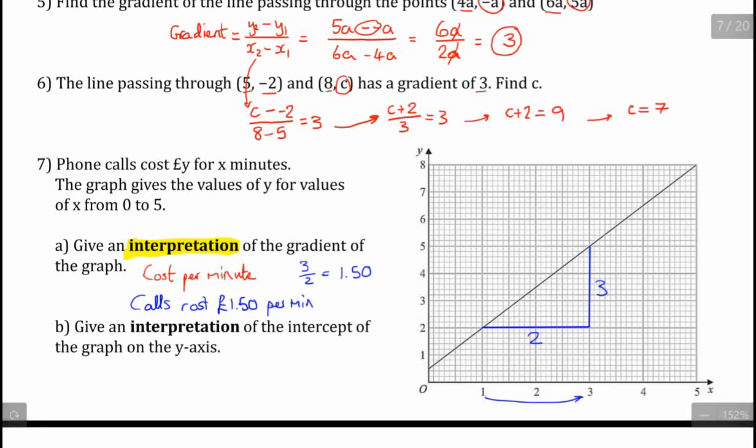Okay. Part B, give an interpretation of the intercept of the graph on the y-axis. So what does this point tell us? Okay, well, what that tells us is that if a call lasts 0 minutes, so let's say you call somebody and it goes to an answer phone and you immediately hang up or whatever, it's still going to cost you some money. How much money? Well, it's halfway between 0 and 1, so it's going to cost you 50p. So the interpretation, it could be something like the fixed cost of the call, or the initial cost, doesn't matter how you word it, and the amount there is 50p.